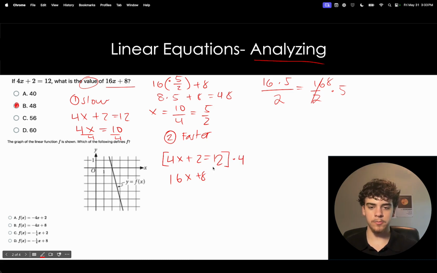Now when we do that, what's going to happen is we distribute the 4, and it's interesting, you can actually do this to an equation. There can be an equal sign in there, and you can still multiply the 4 to everything. So the 4 goes to the 12, to the 2, and to the 4x.